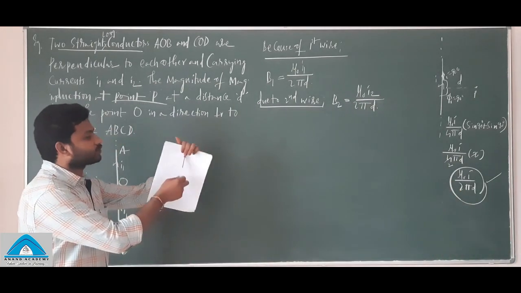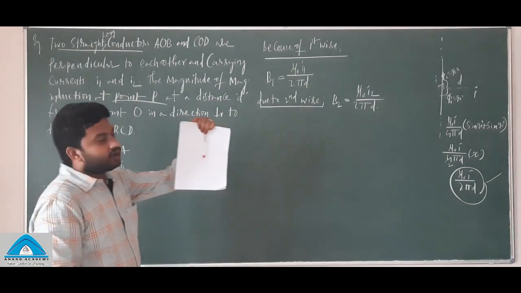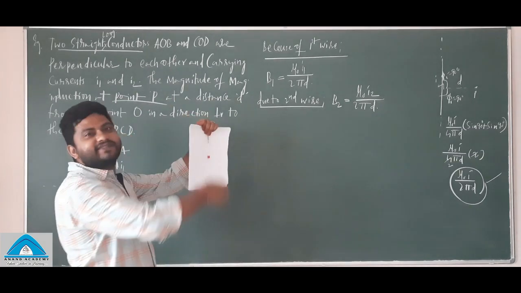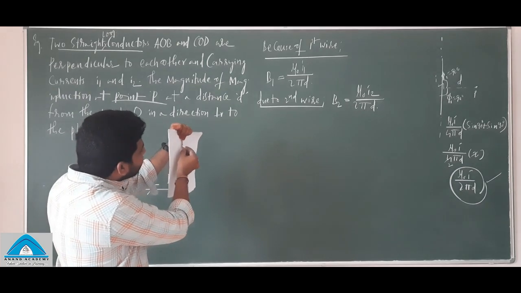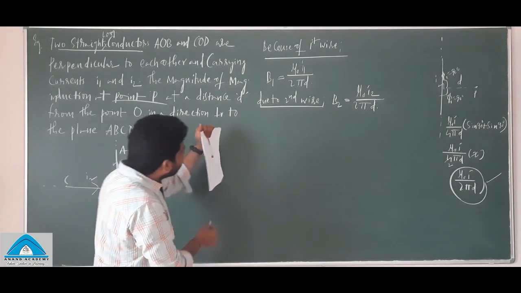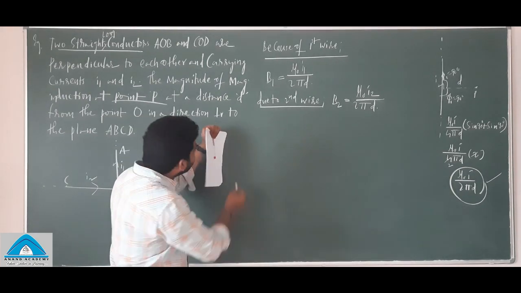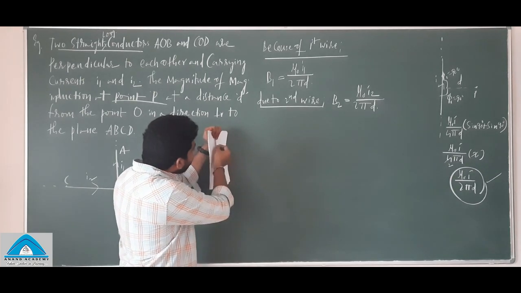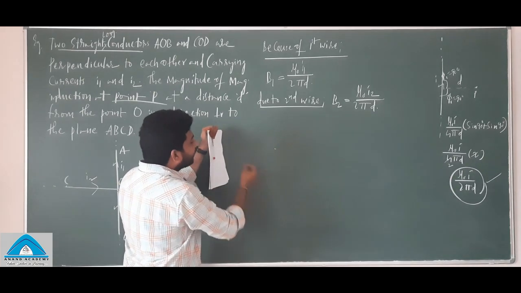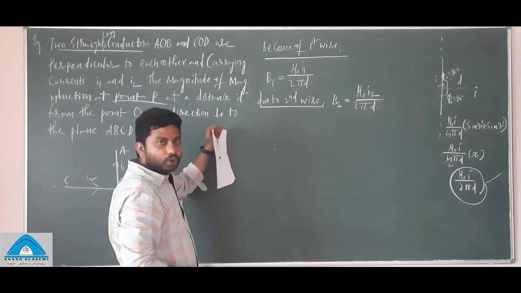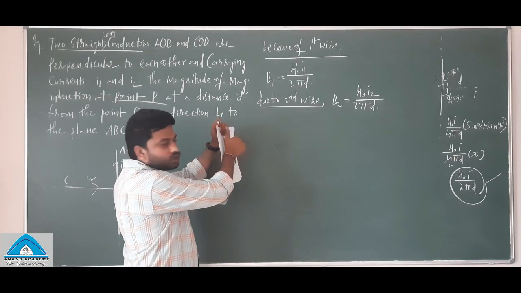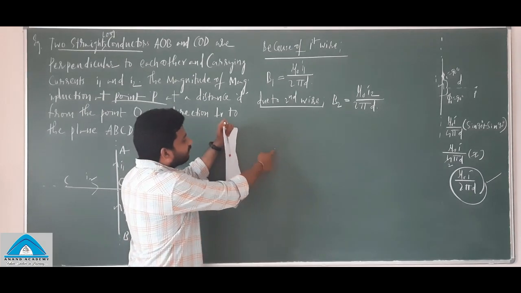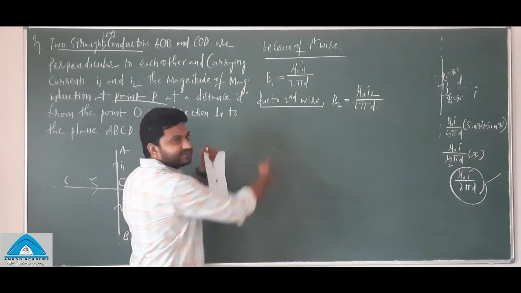Let's concentrate on the first one. This is your first wire through which current I is flowing. Carefully see, the current is flowing upwards, and at a distance d there is a point located here. Now look here. The current is moving upwards, so on the right side of it, the magnetic field lines are into the plane.